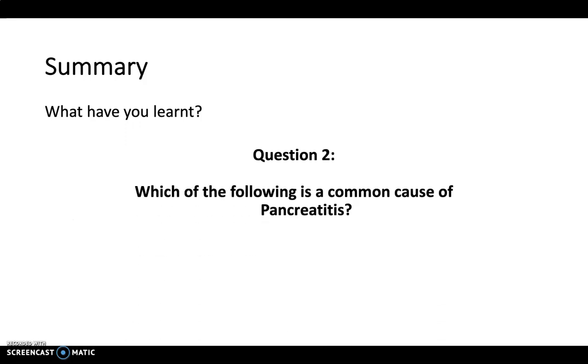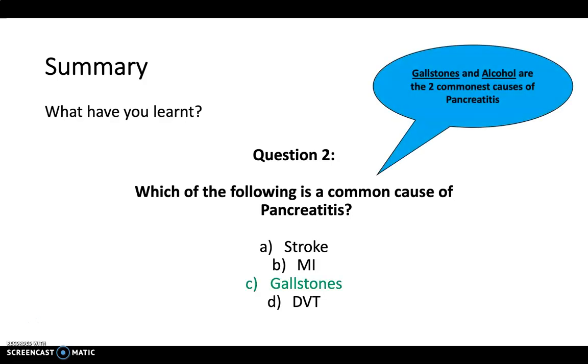Next question, which of the following is a common cause of pancreatitis? Stroke, MI, gallstones, or DVT? And hopefully you remember that it's actually gallstones, and along with alcohol, these are the commonest causes of pancreatitis.